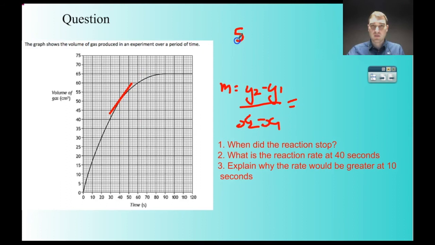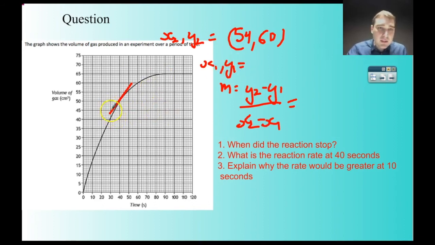So we are at here, 54 seconds. And then our y value is 60. Okay. So that would be x2, y2. Okay, and x1, y1. That's fine. Let's go to this point here. So our x value is 28 seconds. So 28. And our y value is 46. Okay, so there's our coordinates.